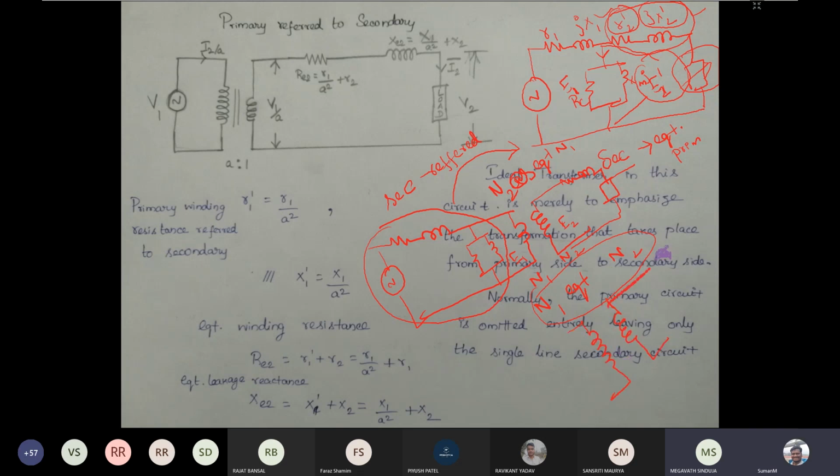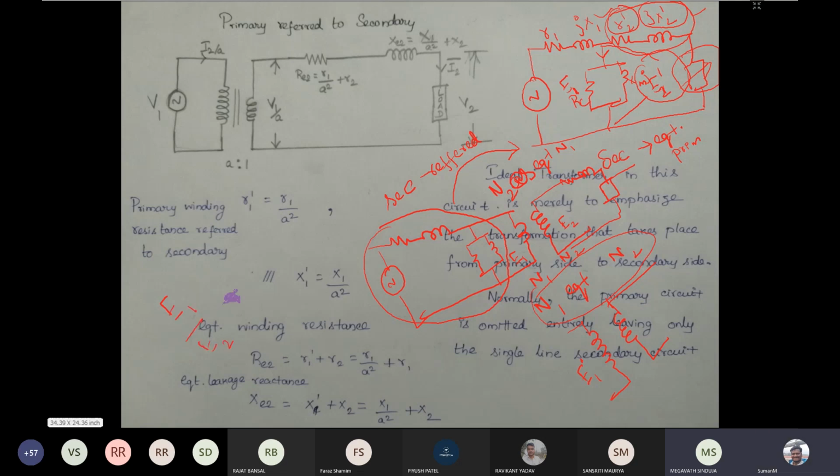Once we do that, we will be getting E1 dash here. So how can we obtain this E1 dash? E1 divided by E2 is equal to a. This we have already seen.